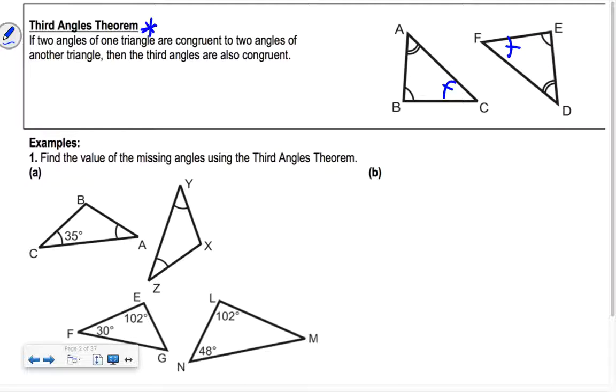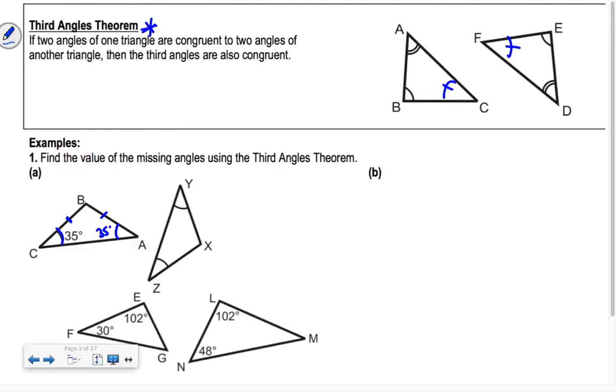Oh, my picture got taken down here. I don't know why. Okay, so it says find the value of the missing angles using the third angles theorem. So we have congruence marks in part A, and we actually have the congruence marks in the same triangle, right? We have those two marked. So that means we have an isosceles triangle. So we have 35 degrees here as well, which means these two sides would be congruent. That's called the isosceles base angles theorem, so we'll talk about that a lot.